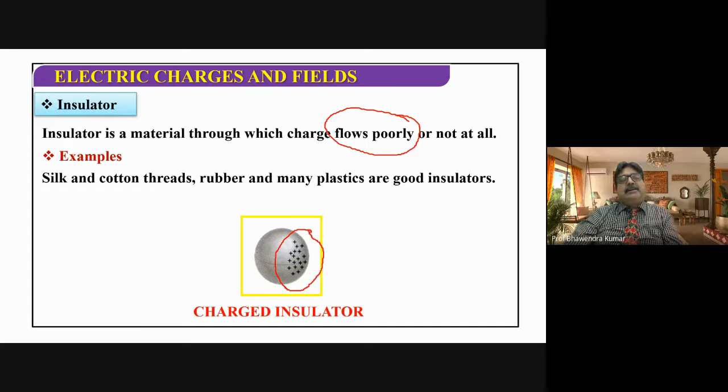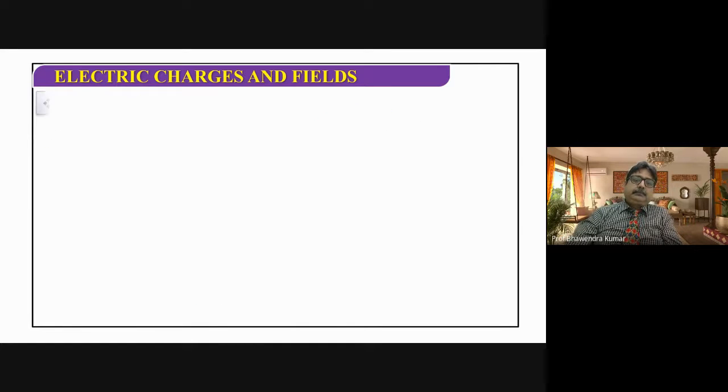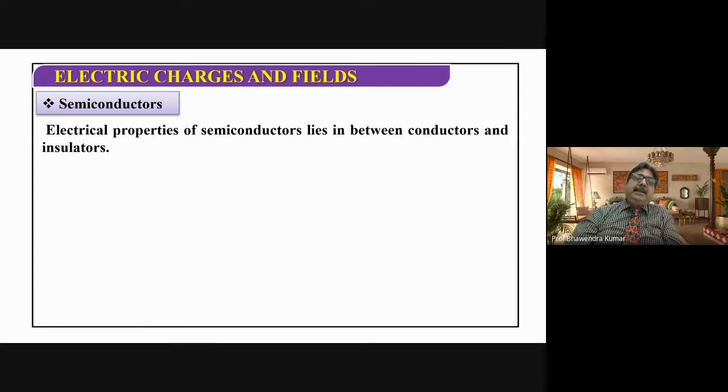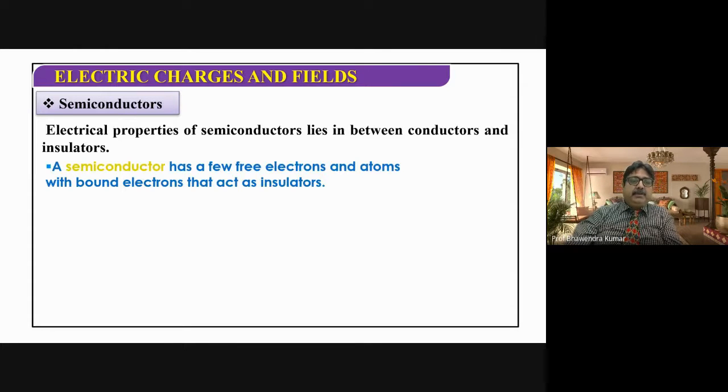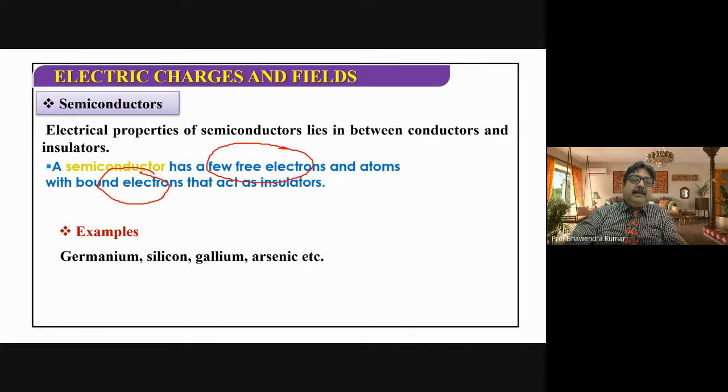Here, all the charges are localized because there are no free electrons, so this charge cannot move on its own to the other point. So wherever we keep the charge, it will stay at its own location. Now, in the case of a semiconductor, its properties lie in between the conductor and insulator. So, the semiconductor will have few free electrons and atoms with bound electrons both, right? The examples can be germanium, silicon, gallium, arsenic. All these are the examples.